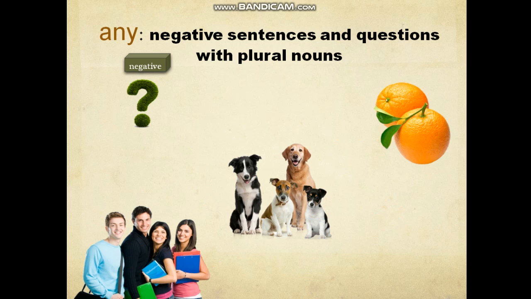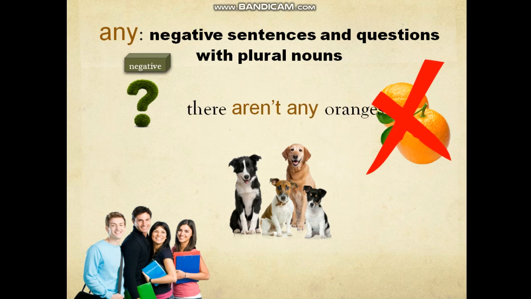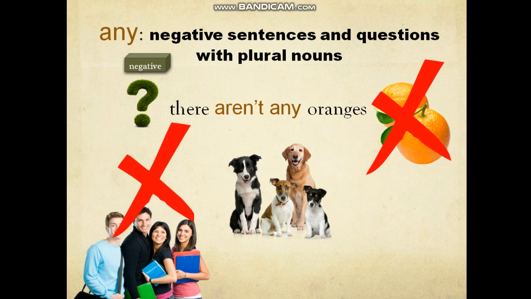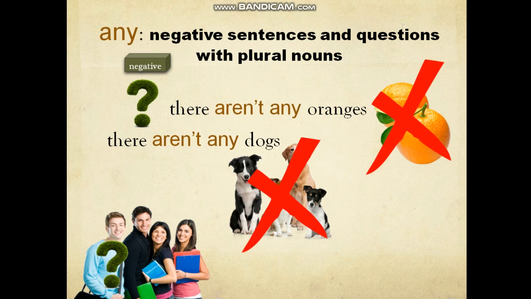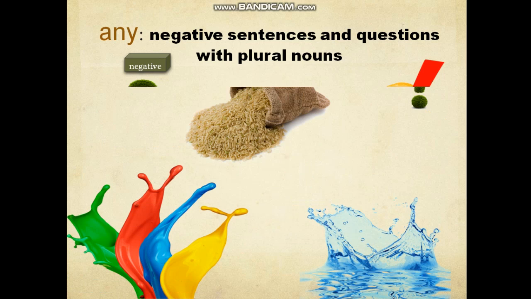For quantifier any, we use with negative sentence and questions with plural nouns. For example, there aren't any oranges. There aren't any dogs. For the question sentence, are there any students?